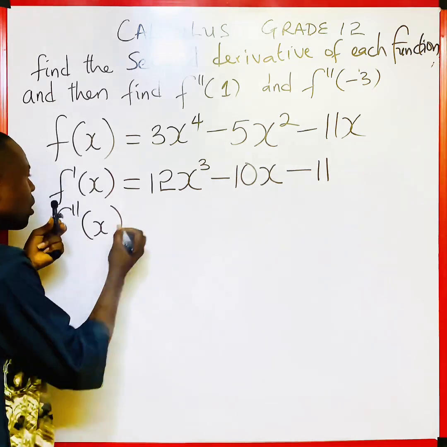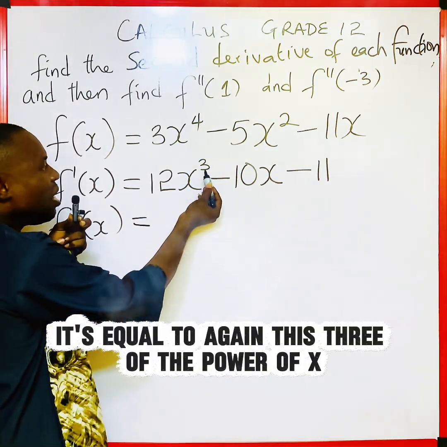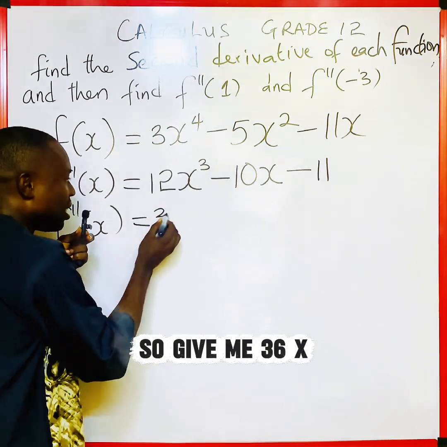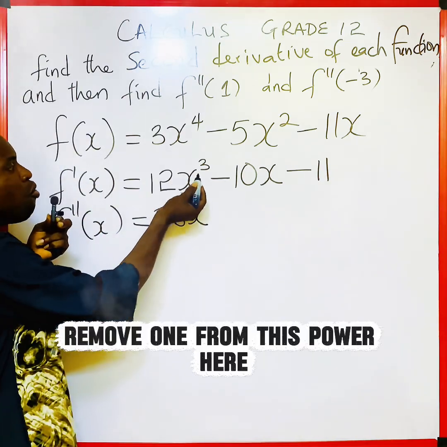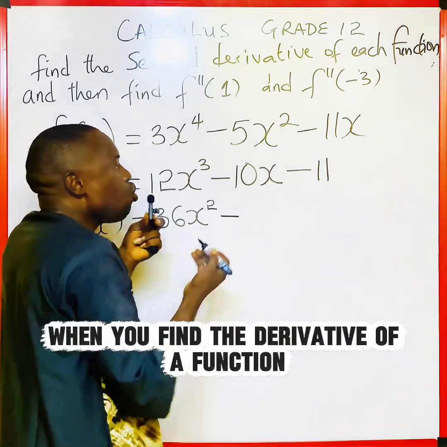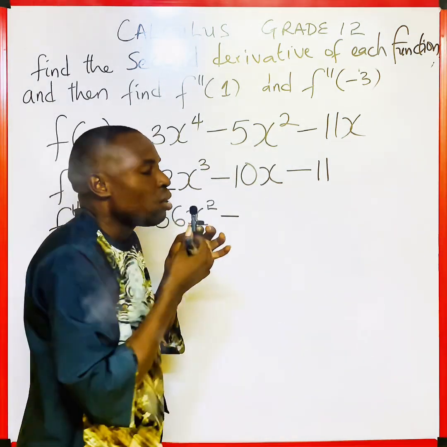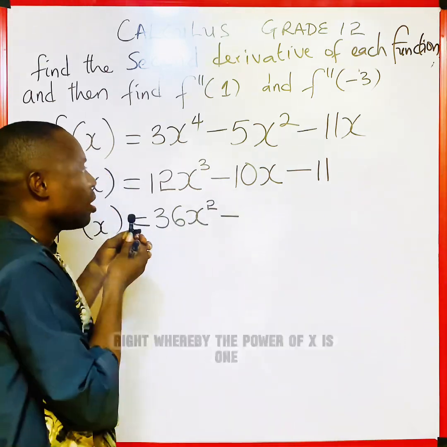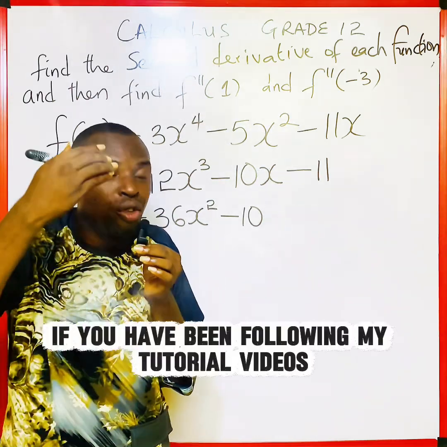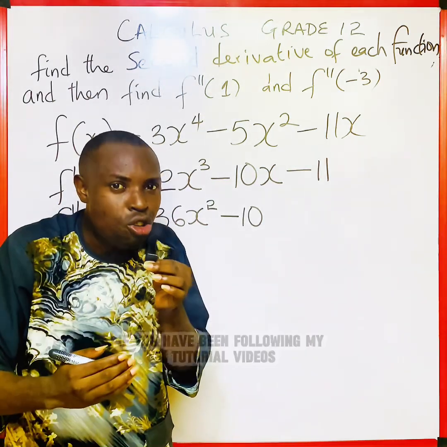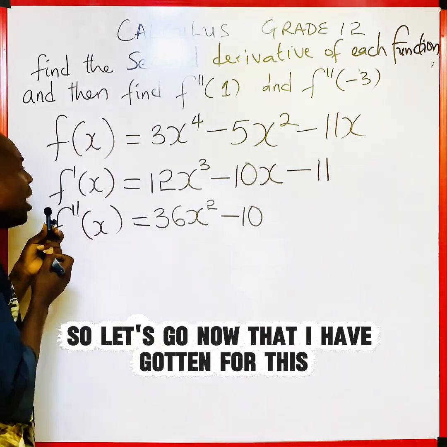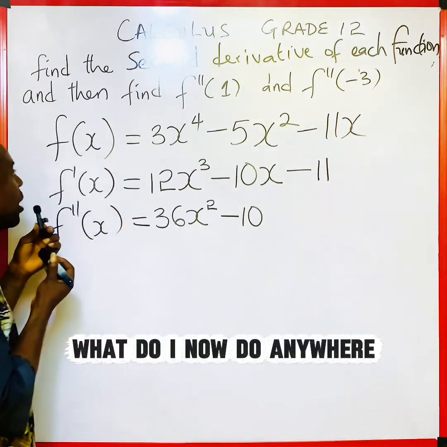Let's go quickly. It's equal to, again, this 3 as the power of x here, we multiply the coefficient again, so it will give me 36x. Remove 1 from this power here, you get 2, minus, remember I've told you, when you find the derivative of a function whereby the power of x here is 1, it will just give me 10. There's a reason for that, which if you have been following my tutorial videos, you will understand how I had broken it down.